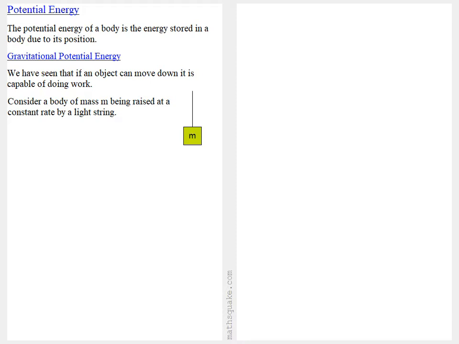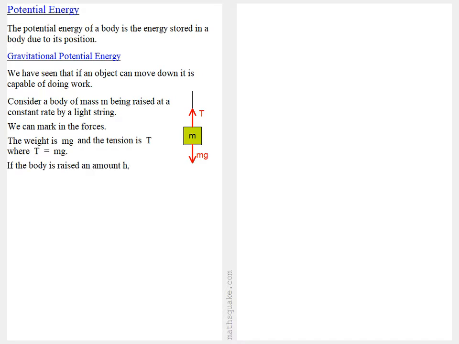Now let's look at potential energy. The potential energy of a body is the energy stored in a body due to its position. Now we'll be looking particularly at gravitational potential energy. We have seen that if an object can move down, it's capable of doing work. Consider a body of mass m being raised at a constant rate by a light string. We can mark in the forces. The weight is mg and the tension is T. And if it's being raised at a constant rate, then T is equal to mg.